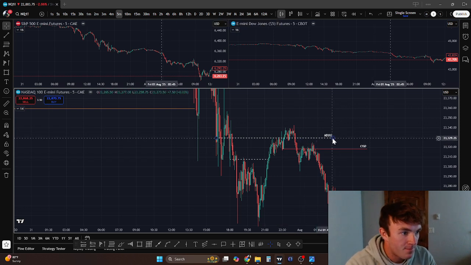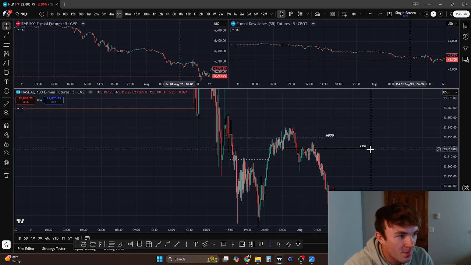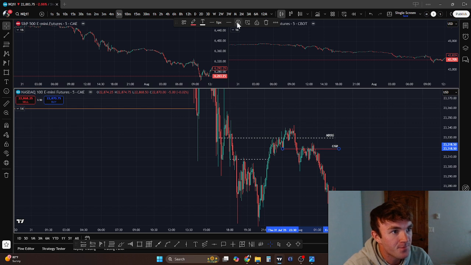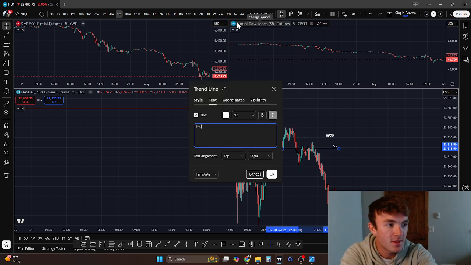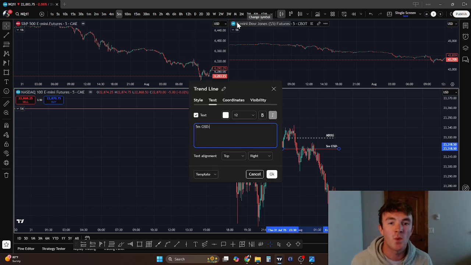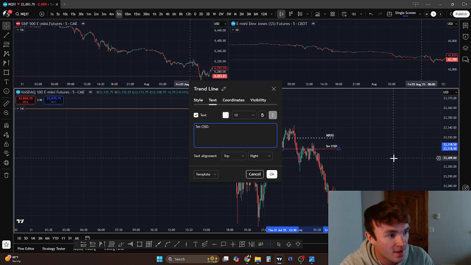Anyway, so I would align this new day opening gap with this 5 minute change state delivery. And new day opening gaps, I'm still trying to figure out what time frame they align best with, so it's going to take a little bit more experimenting, but a lot of time 5 minute change state deliveries do align pretty well with new day opening gap. So just an observation from today.